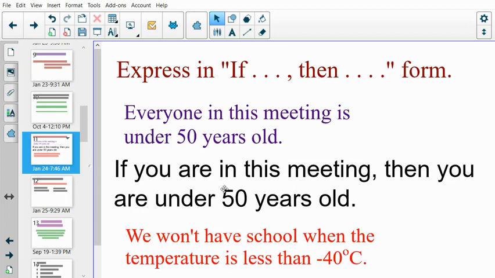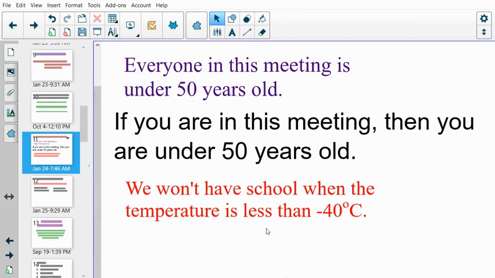There's a lot of different ways of phrasing that. The important part is that something about being in this meeting is the if, then something about being under 50 years old comes after the then. If you change the order on that, you change the meaning. If you say, if you're under 50, then you're at this meeting, that's a different sentence that has a different meaning. Let's take a look at the next one.